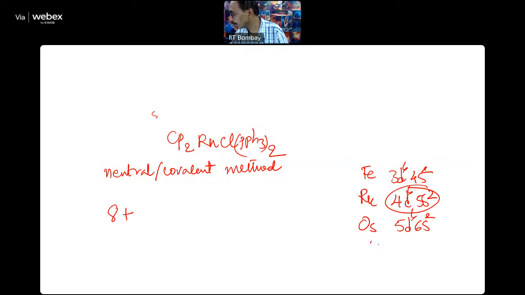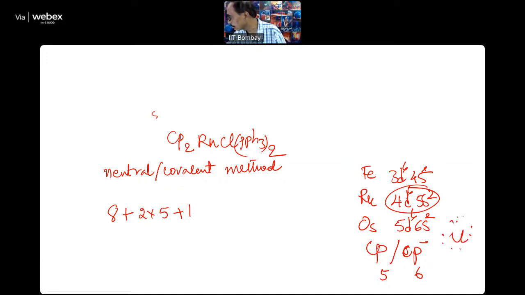And Cp versus Cp minus. In the neutral method, Cp should be considered, not Cp minus. Cp is a 5 electron donor, Cp minus is a 6 electron donor. So here, 5. Now Cl in the neutral method is a 1 electron donor. Only in the ionic method is it a 2 electron donor, Cl minus. In the absence of a negative charge, a dot is there, so now it is a 1 electron donor. And PPh3 is a neutral ligand, so 4 electrons are coming from the two phosphines.